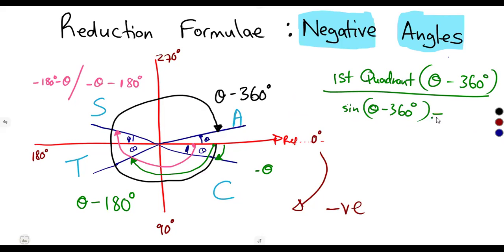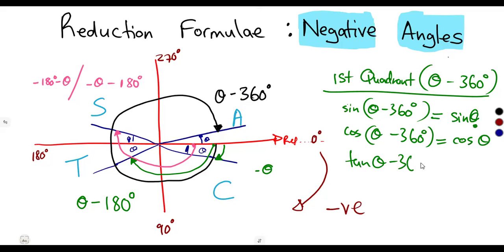Remember, we are in the first quadrant where all are positive. Sine is positive, so it's going to be sine theta. Remember, we write it as a ratio of the acute angle. Our acute angle is theta. All right, we move on to cos. The cos of theta minus 360 degrees in the first quadrant is going to remain as a positive cos. The tan is also going to remain positive because we are in the first quadrant.